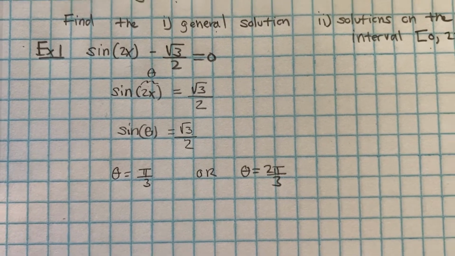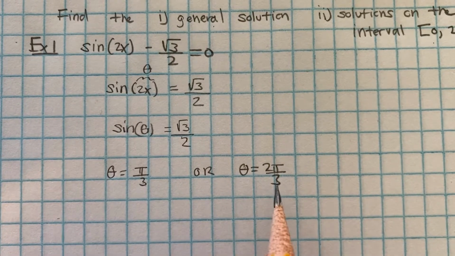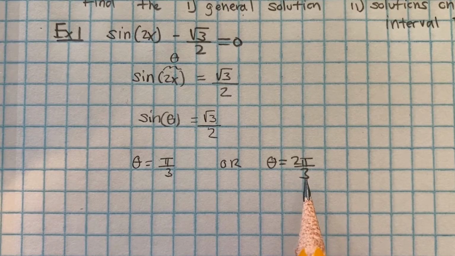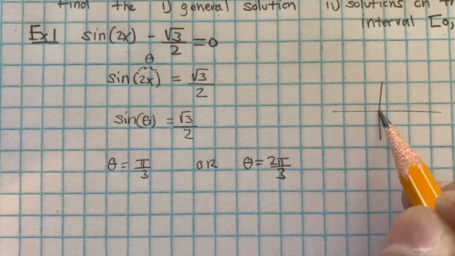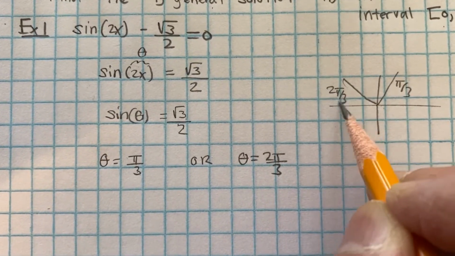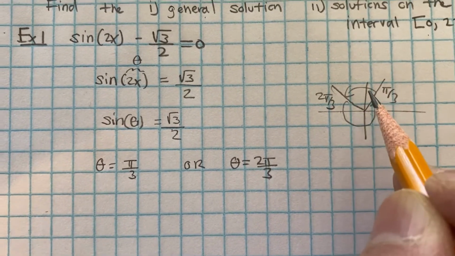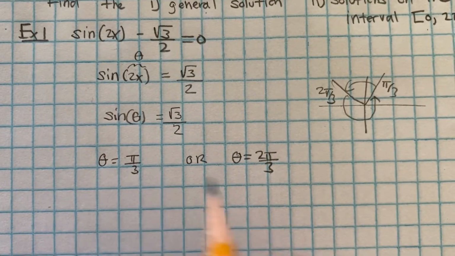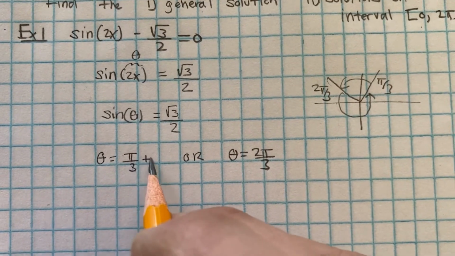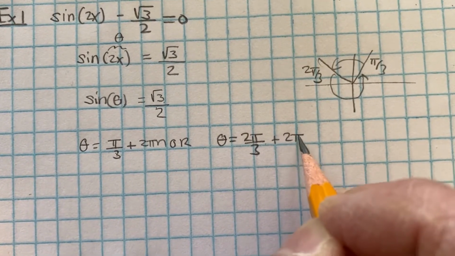Okay, but on part 1, we're asked to find the general solution. So over here, the distance between pi over 3 and 2 pi over 3 is not constant. If I were to draw this out, here's pi over 3, here's 2 pi over 3. The distance between here and here is not always going to be the same as I go around the circle. Okay, so you can't really condense the solution, only if it differs by pi radians. Okay, so for pi over 3, I could write plus 2 pi n for the general solution. For 2 pi over 3, I could also write plus 2 pi n.